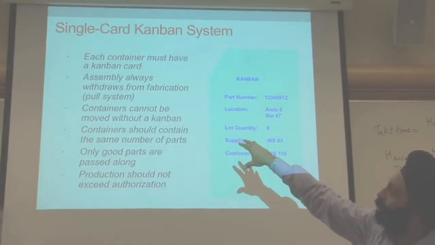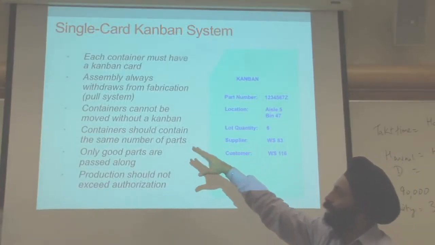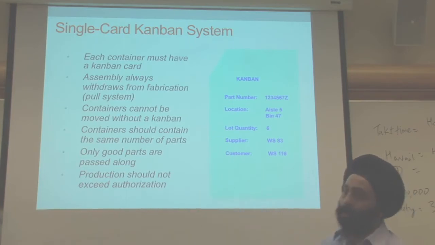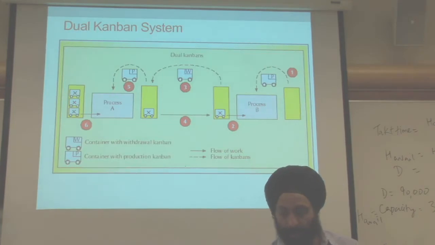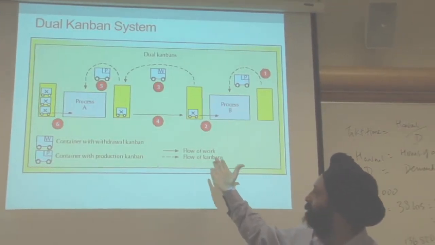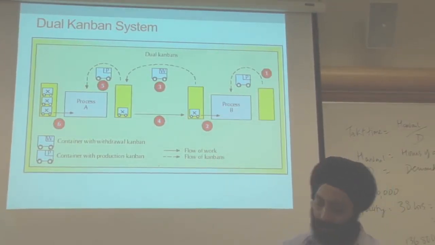Assembly always withdraws from fabrication to the pull system. A container cannot be moved without a Kanban, which is the authorization. A container should contain the same number of parts. Only good parts are passed along. Production should not exceed authorization. Then you can use a dual Kanban system, which is withdrawal and production, that I mentioned earlier.